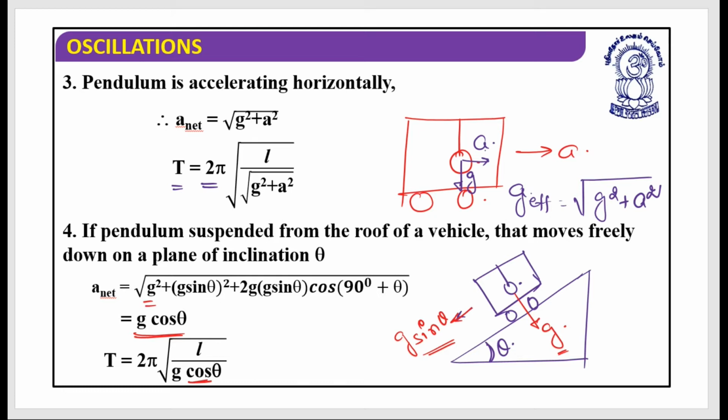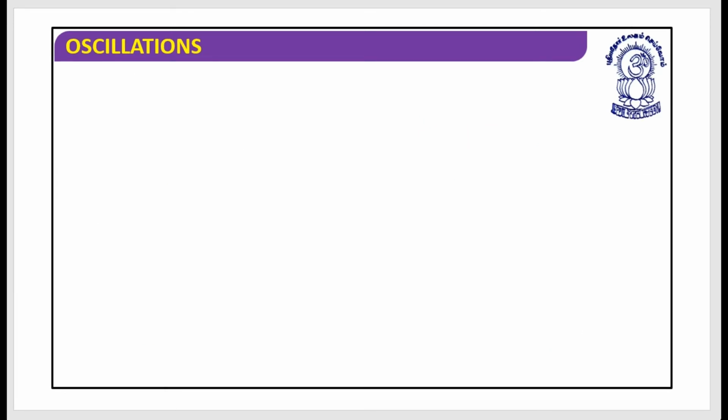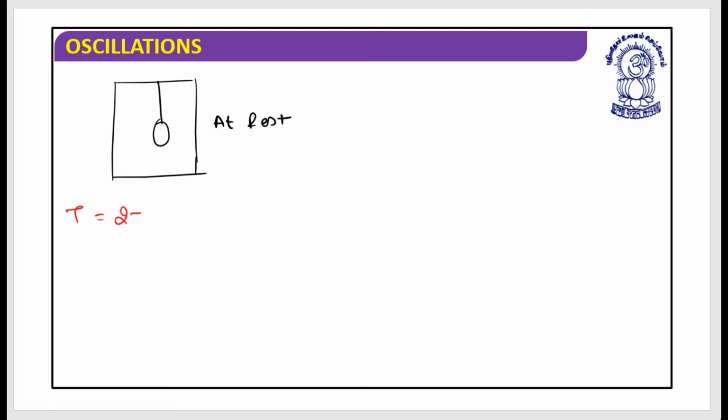No? Great. So now let's discuss the situation where this is the lift, and this is the pendulum, and this lift is initially at rest. So in this situation, the time period would be T equals 2 pi root of L by g.